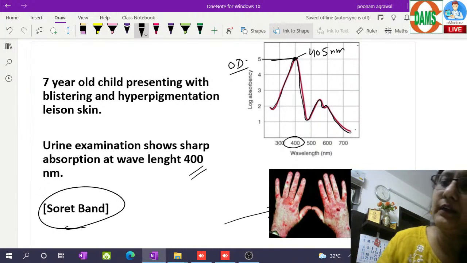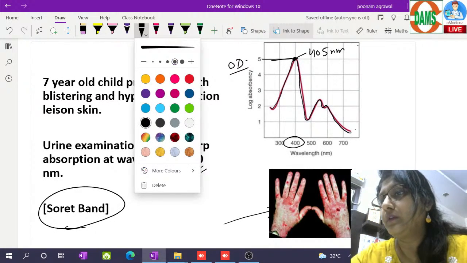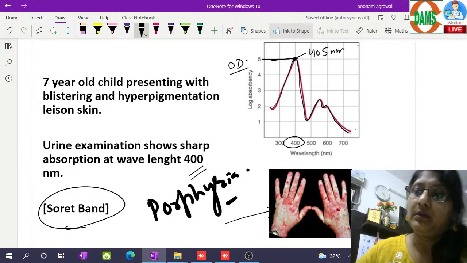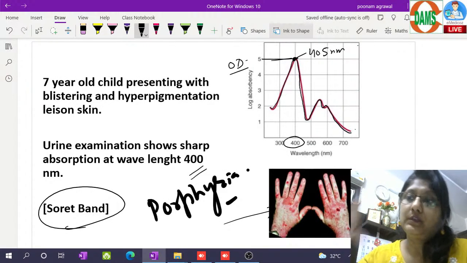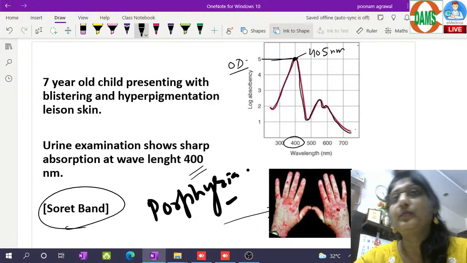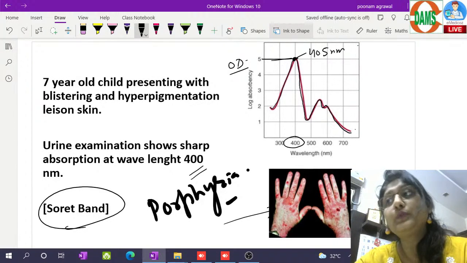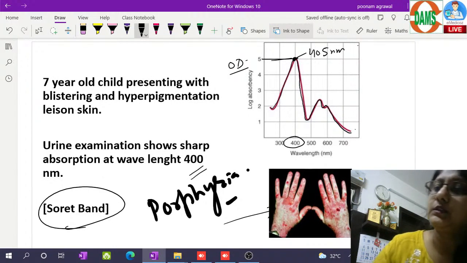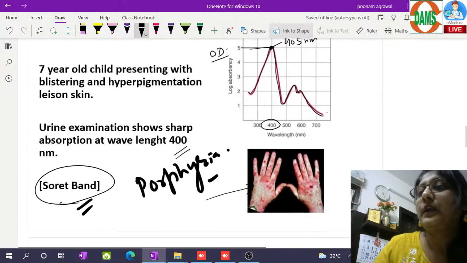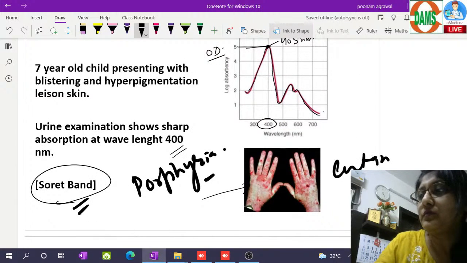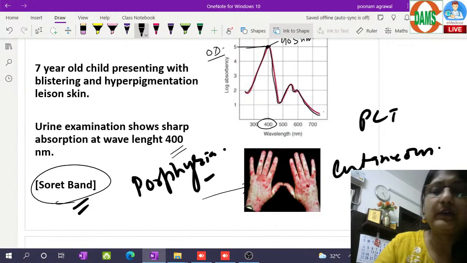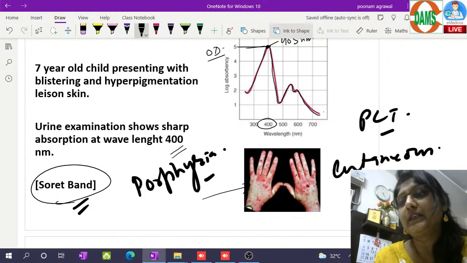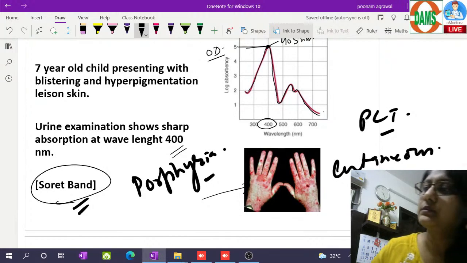This is called the Soret band, and it's a characteristic finding in the urine of a patient who is suffering from porphyria. So any kind of porphyrinogen, when excreted in the urine, whether it is protoporphyrinogen or coproporphyrinogen, tends to show you the peak absorption at 405 nanometer, and this is actually the Soret band over here. It's a cutaneous lesion. Of course, you can think of PCT, you're right, because it's one of the most common porphyrias, and you have blistering kinds of lesions like this. So this is how it is identified.